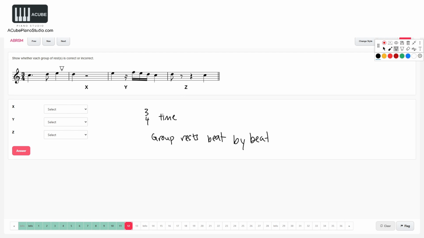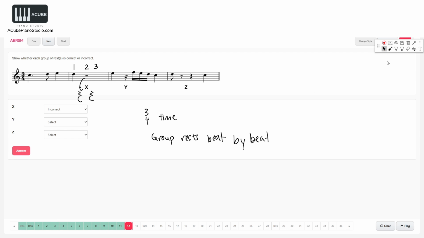So there is nothing to do for bar 1, so let's go on to bar 2. This is the first crotchet beat, and this is a minim rest, and it consists of beats 2 and 3. This is incorrect because we group rests beat by beat. So I should write it as this, not this minim rest. So X is incorrect.